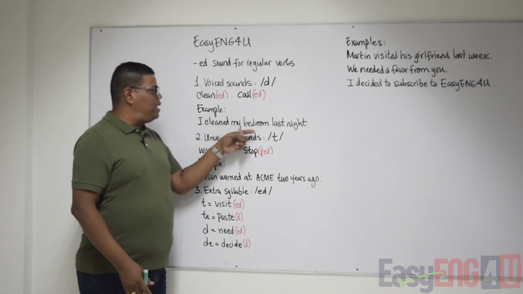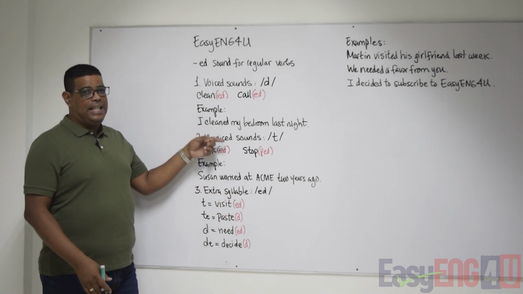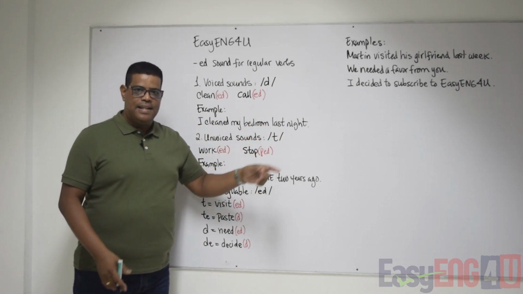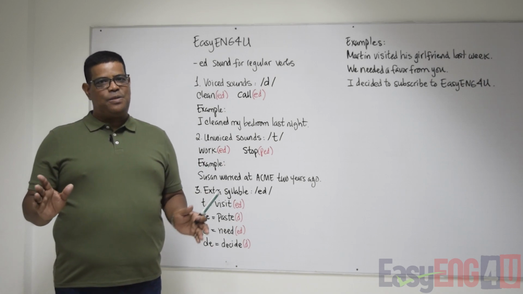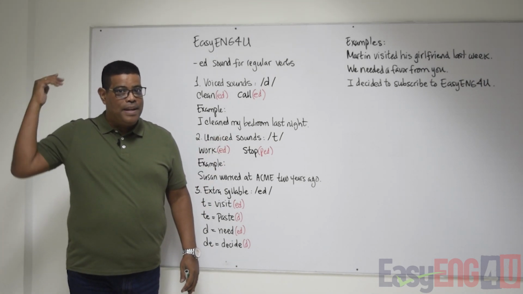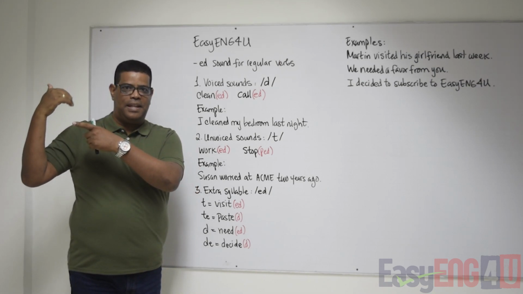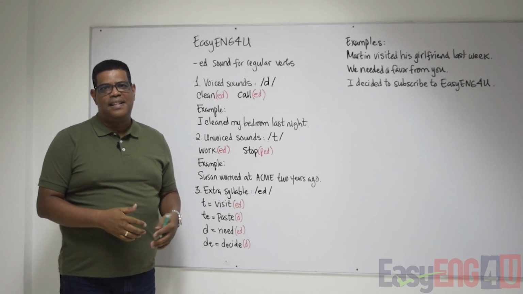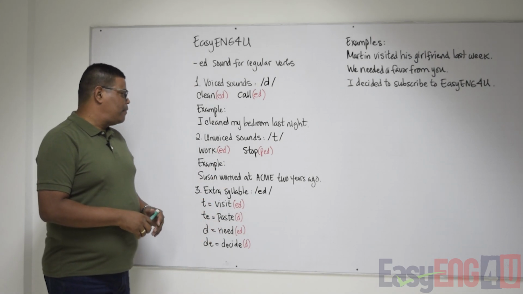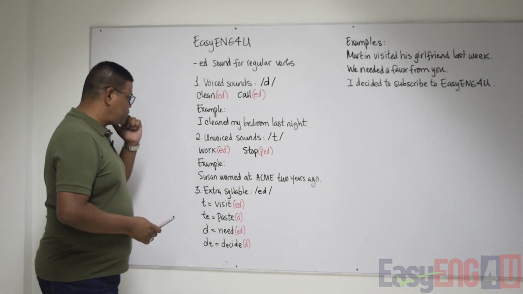Take a look at this example right here. I cleaned my bedroom last night. Very simple. And don't say, I clean my bedroom last night. And some students make this mistake. They say, teacher, I clean my bedroom last night, moving the hand as if they were speaking in the past, but they're saying the sentence in the simple present, okay? All right, let's take a look at the examples for the unvoiced sounds.